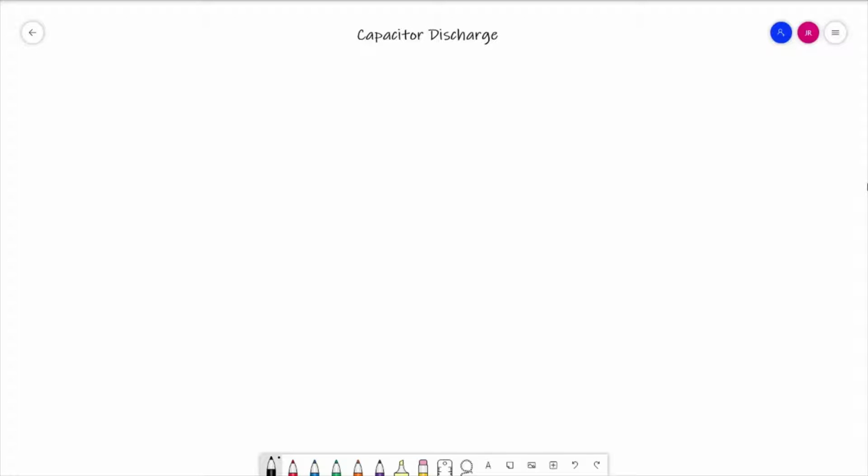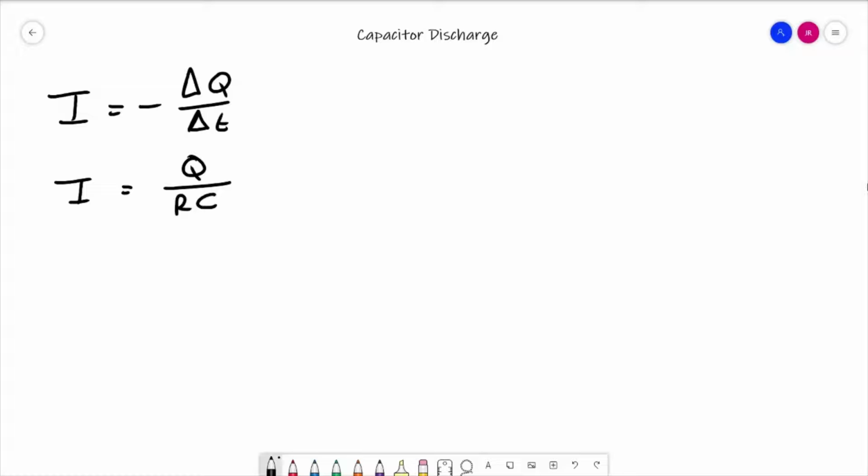Now, what I'm going to do is bring forward those two ideas to do with current: I is minus delta Q by delta T, and I is equal to Q over RC. Hopefully by now you can already spot that I'm just going to make the right hand sides of both of these equations equal, because they're both equal to the current. What we end up with then is that minus delta Q by delta T is equal to Q over RC.